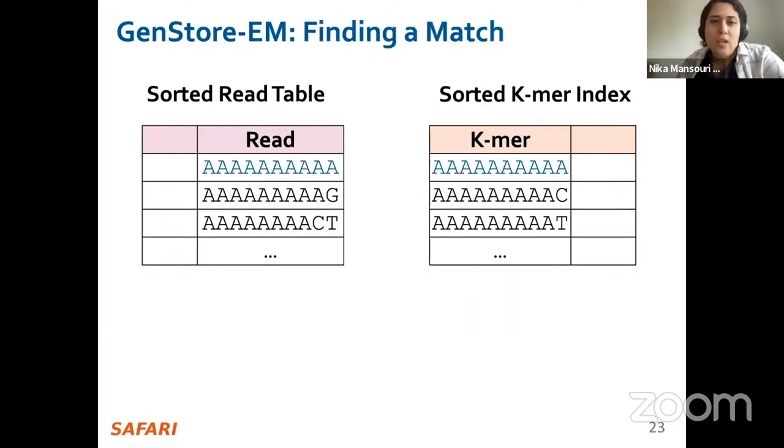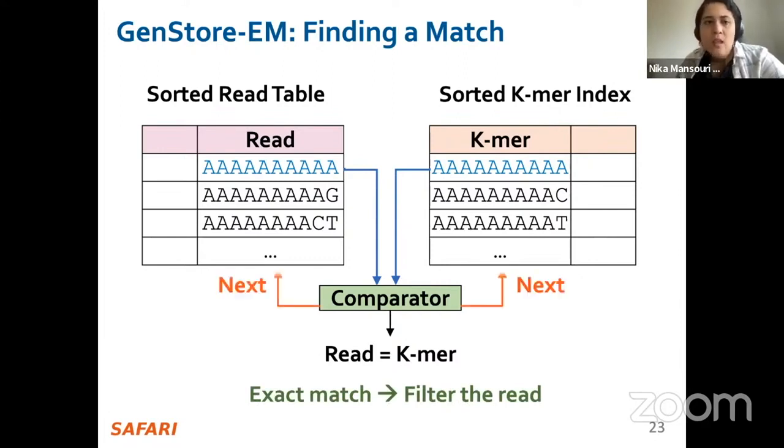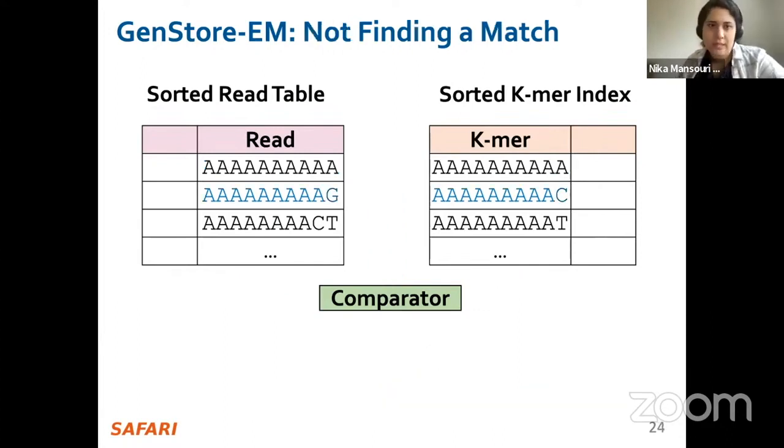Yeah. So let's go through how we actually find a match in this. Exactly, we want to find an exactly matching read. So we sequentially scan through these data structures in 3 different ways based on the comparison result of the current read and k-mer. First, when the current read and k-mer are identical, we record the read as an exactly matching read that can be filtered from the further read mapping process. Then we move to the next element in both of the arrays.